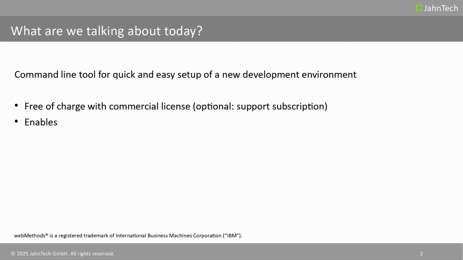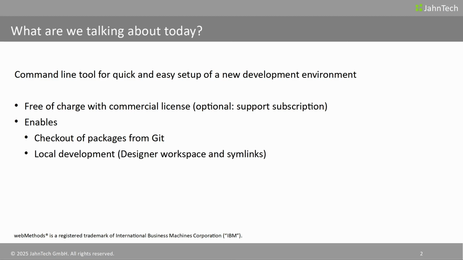What does it allow you to do? It basically performs all these things in one go. You check out your package from your Git repository, and then similar to local development, this checkout happens into the Designer workspace. And from there, symlinks are created against the packages directory of Integration Server itself. And it's also doing this for Java code. It's compiling the Java code and flagging the Java code so that you can work with Java services in Designer.